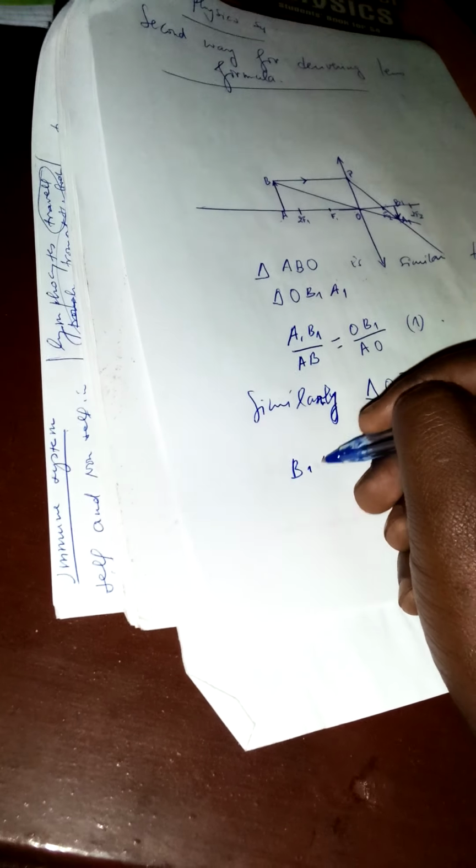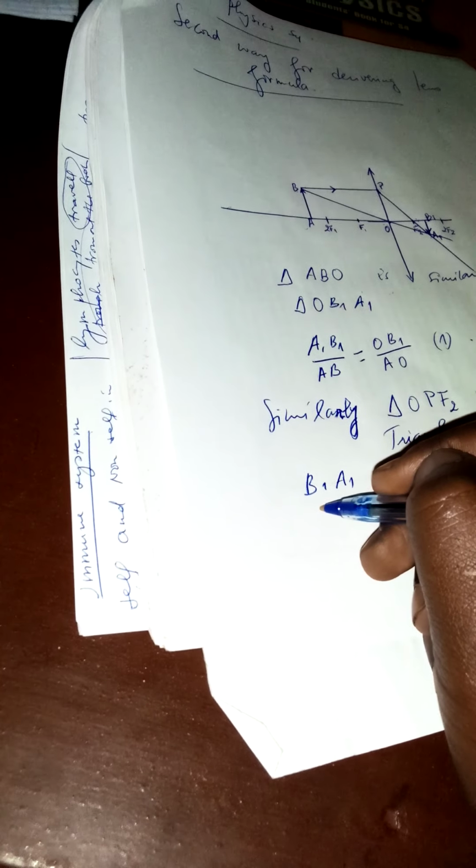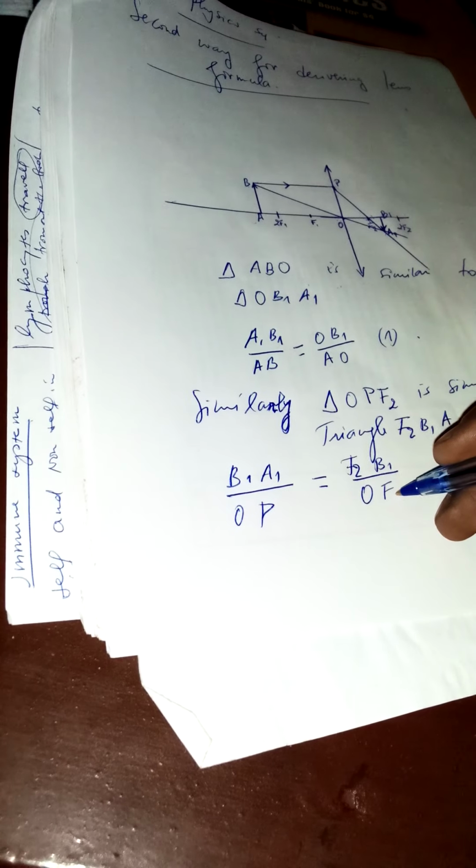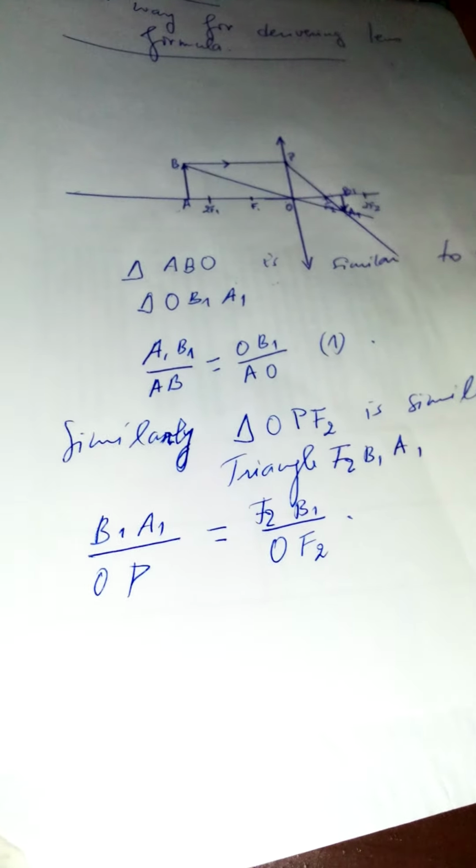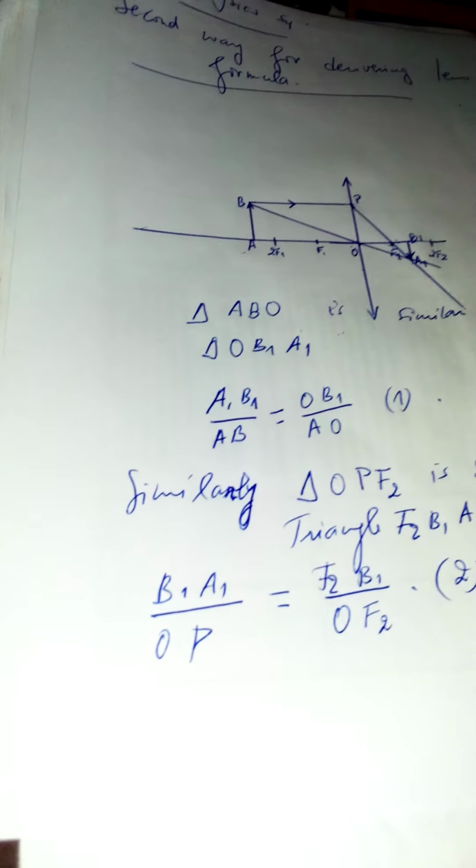Just also say that B1A1 over this side OP is equal to this distance F2B1 over this distance OF2, right? This is the second equation.